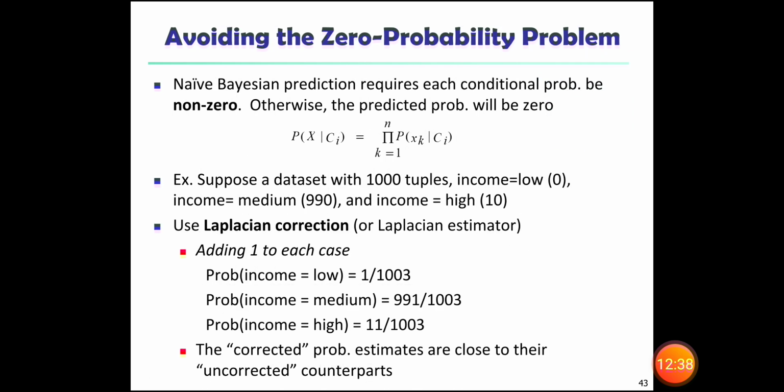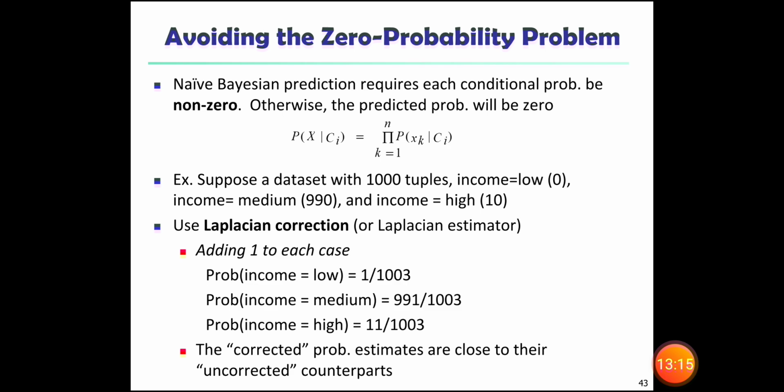Now, avoiding zero probability problems. Naive Bayesian predictions require each conditional probability to be non-zero. So when we do any conditional probability, it should be non-zero, otherwise these predictions will be zero. The formula to calculate this is P(X|Ci) = product over k equal to 1 to n of P(xk|Ci). There, P is the probability, C is the class, and X is the vector.